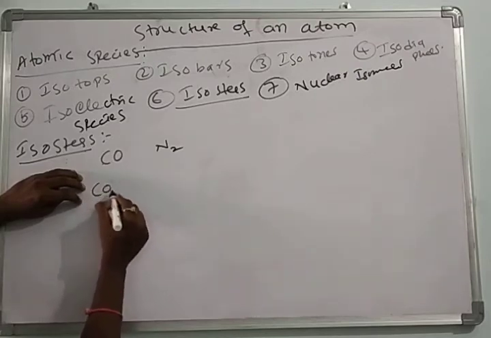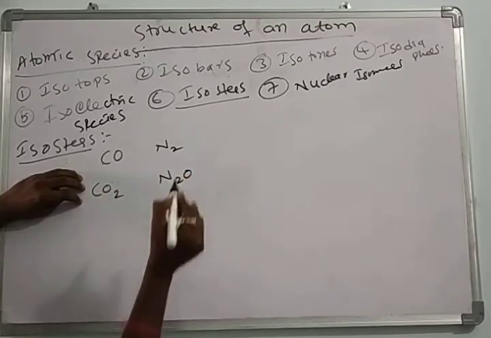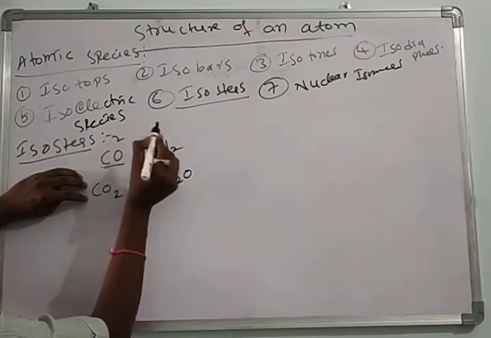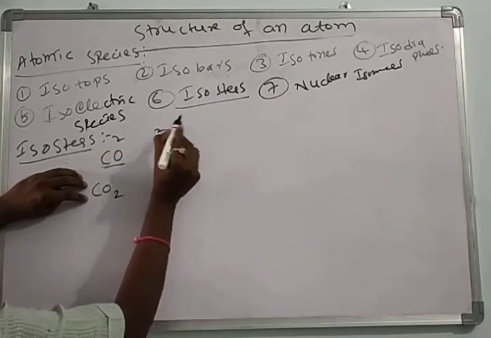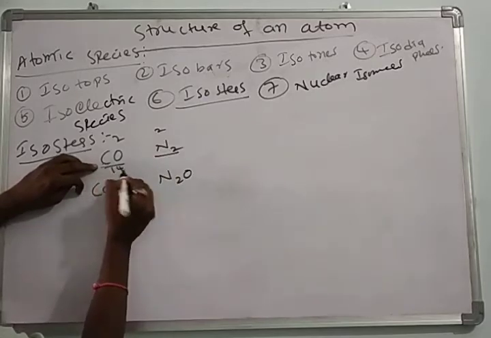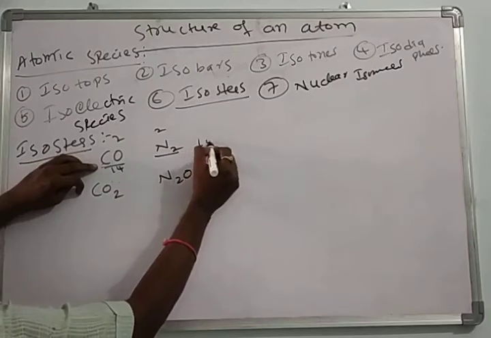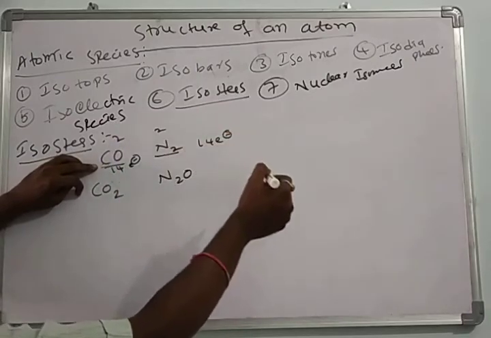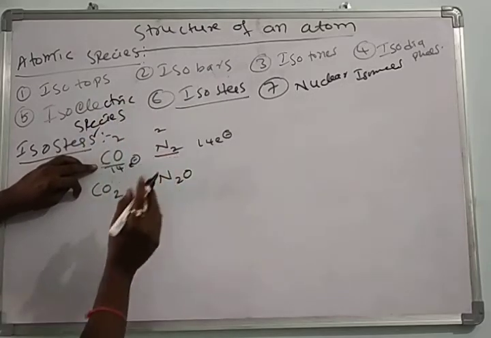And here carbon monoxide and nitrogen are there, and carbon dioxide and nitrous oxide are there. Here how many molecules? 2. How many atoms? 2. Here how many atoms? 2. Here electrons 6 plus 8, 14 electrons. Here 7 plus 7, 14 electrons. Having the same number of atoms and the same number of electrons, we call them isosteres.